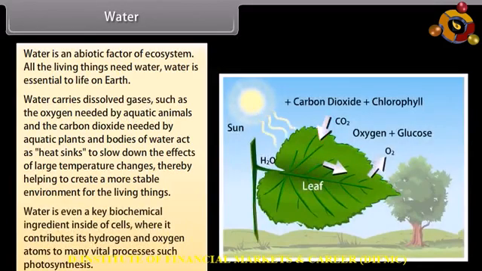Water is even a key biochemical ingredient inside the cells, where it contributes its hydrogen and oxygen atoms to many vital processes such as photosynthesis.